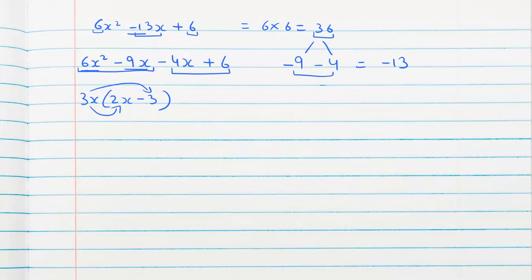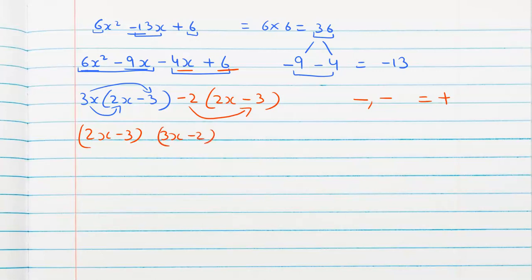So now we will take something common for the second term. Well, we have a negative sign and 2. So in order to get 4x, we will multiply with 2x minus 3, because negative times negative, remember, we get plus. So when we multiply negative 2 times negative 3, we get positive 6. Now what is common over here? 2x minus 3 times 3x minus 2.